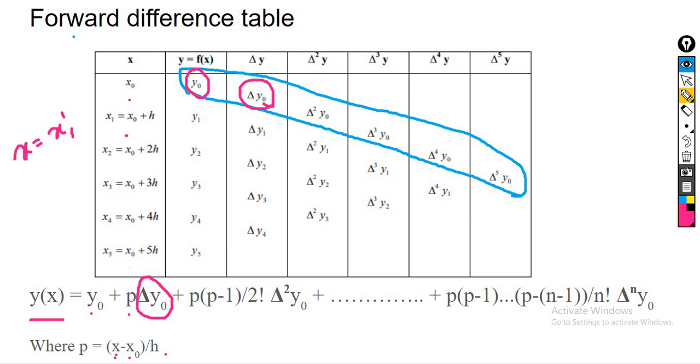So you're going to find x minus x0 divided by h. Now you know what h is? h is the step size. So you'll be able to calculate what p is. Put the value of p, put the value of delta y0.